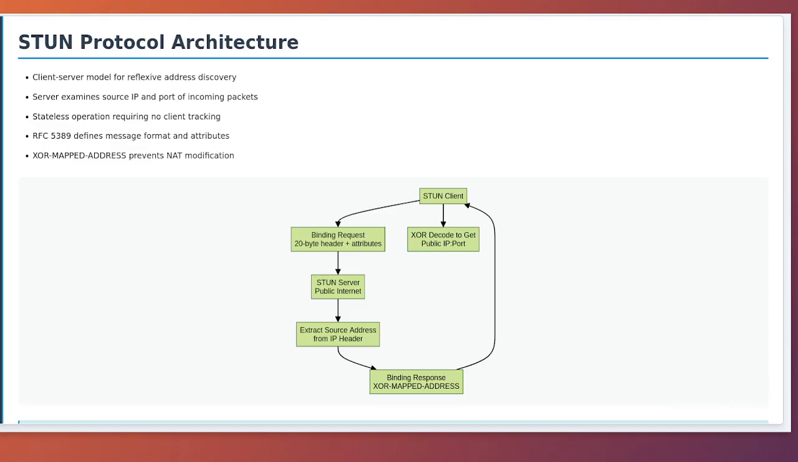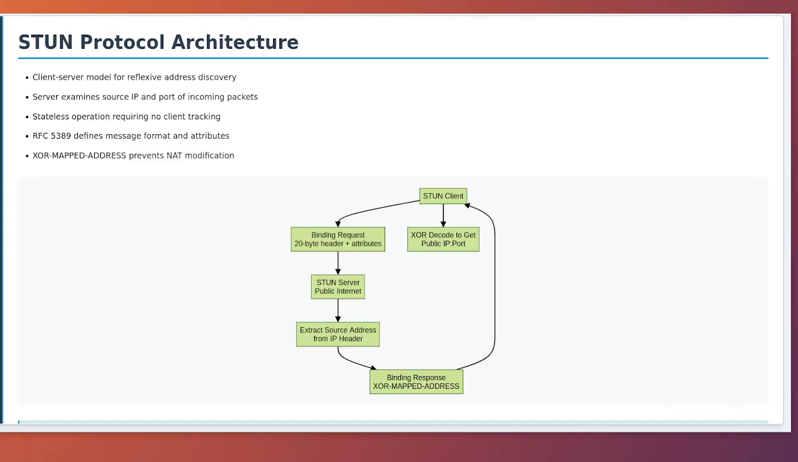The XOR operation in XOR mapped address serves a specific purpose. By XORing the IP address and port with the magic cookie and transaction ID, STUN prevents NAT devices along the path from accidentally modifying these values. Some older NAT implementations perform deep packet inspection and modify IP addresses they find in packet payloads, which would corrupt the STUN response if the address weren't obscured by XOR. This XOR encoding ensures the address arrives intact at the client.